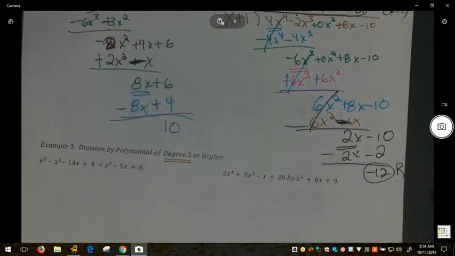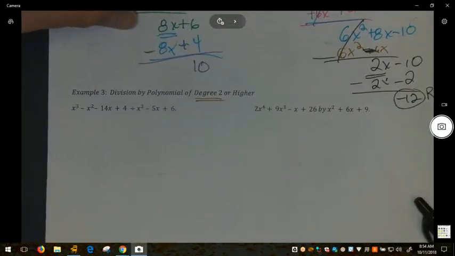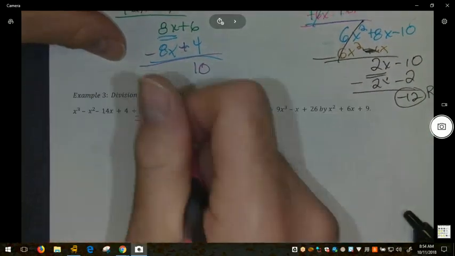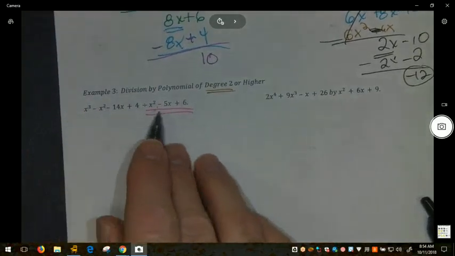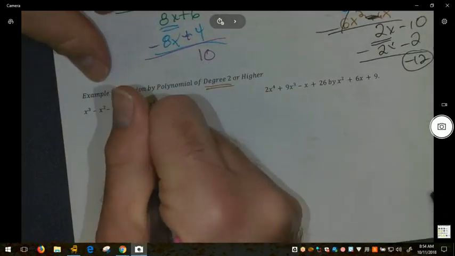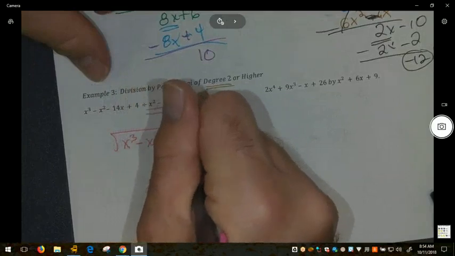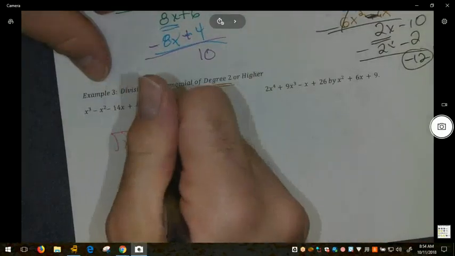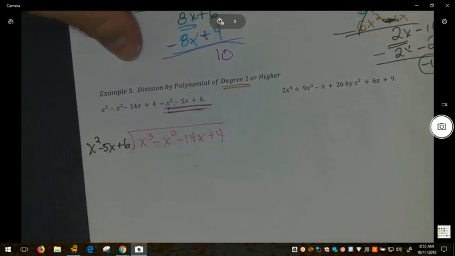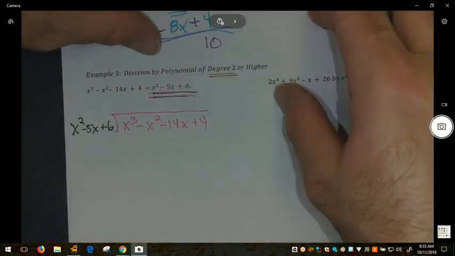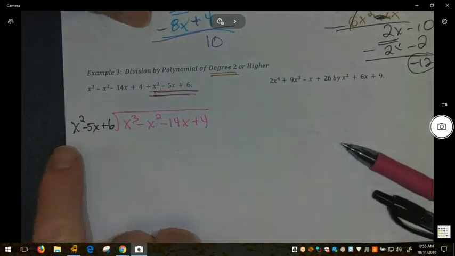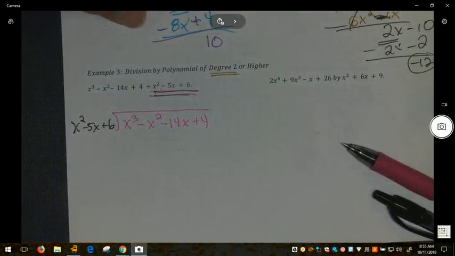One more example for this video clip on long division, and then a separate video clip on synthetic division. Here's our divisor, here's what we're dividing, our dividend. The degree on the dividend is higher than the degree on the divisor. There are no terms missing from the dividend or from our divisor. You're going to follow the same process for long division, and unfortunately you can't use synthetic division when we have a degree of 2 or higher. You have to use long division for polynomials.